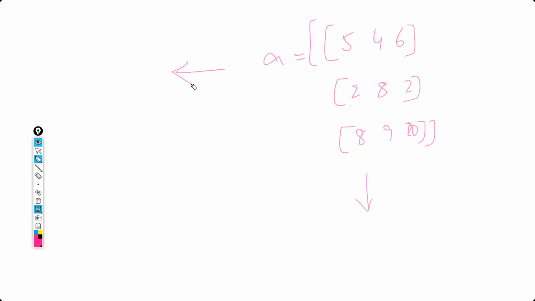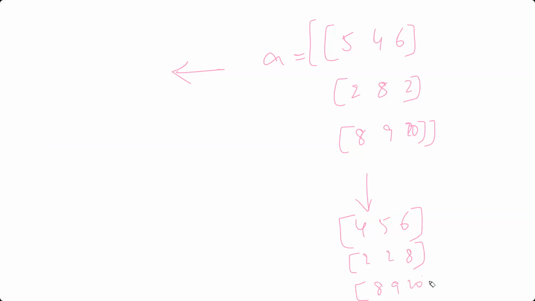First, it will take the first row and it will do the sorting. What is the sorting of first row? 4, 5, 6. This is the first row sort. Second row, 2, 2, 8. Third row, 8, 9, 20. This is called as row-wise sorting.